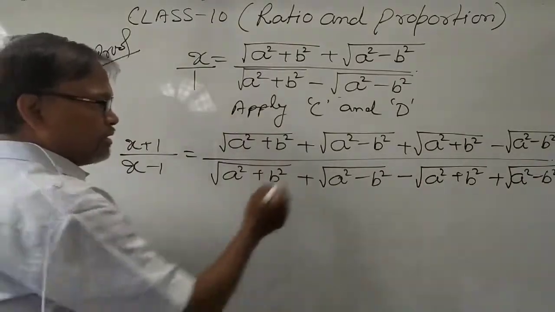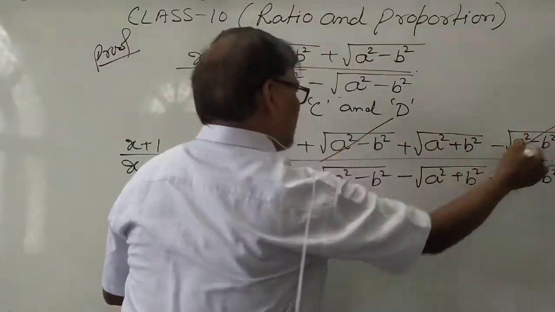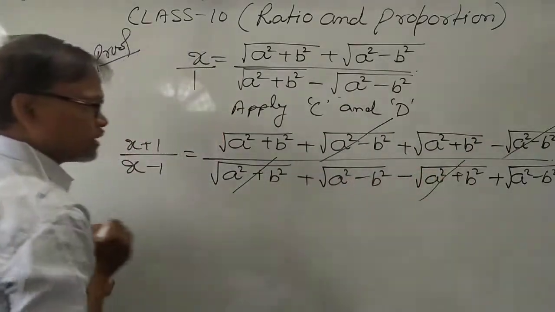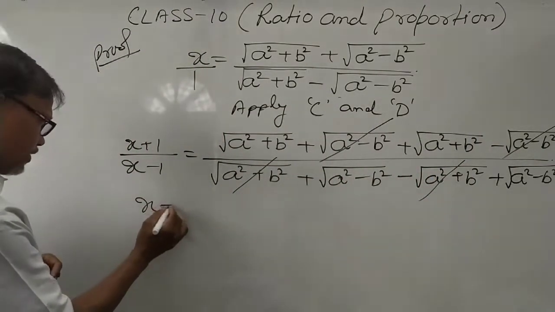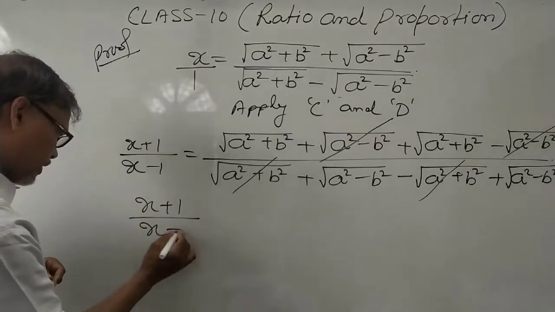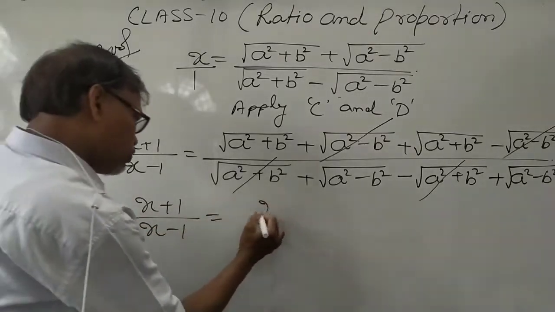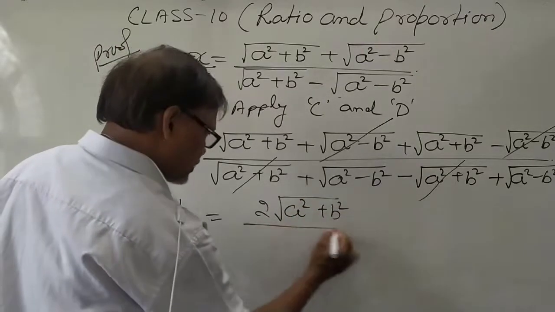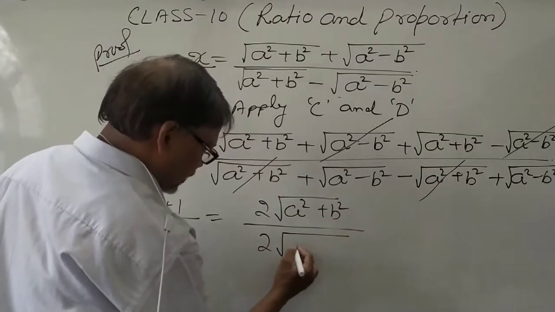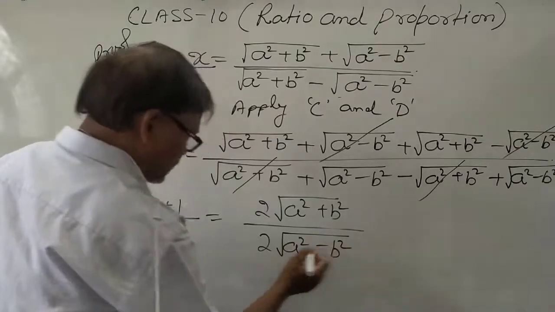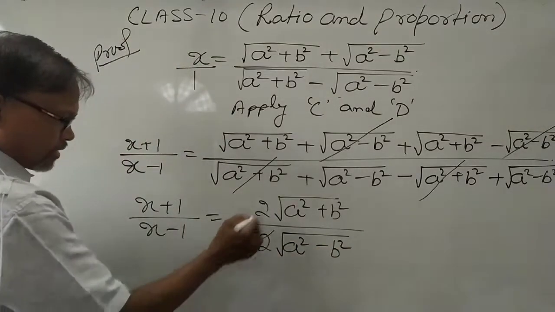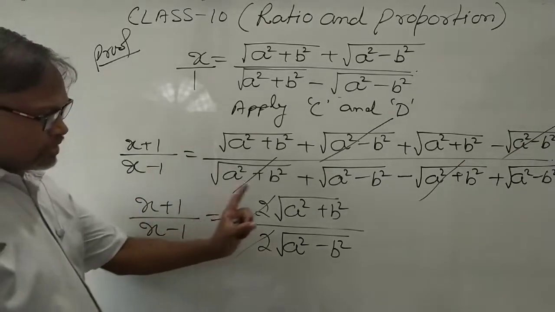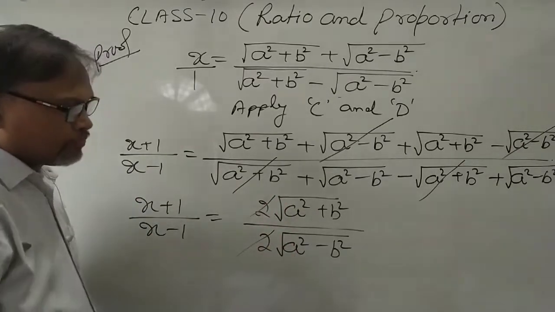Now you can cancel this part in the numerator, and this part is cancelled in the denominator. So you will have x plus 1 upon x minus 1 equal to 2 times under root a square plus b square upon 2 times under root a square minus b square. Can you cancel the 2? Here x plus 1 upon x minus 1 equal to under root a square plus b square upon under root a square minus b square.